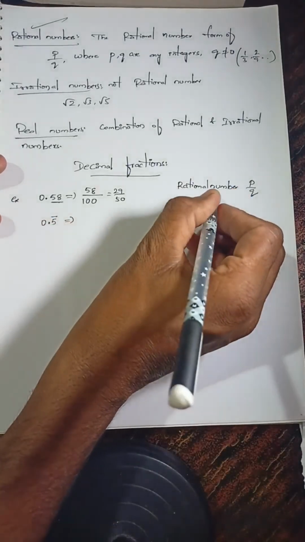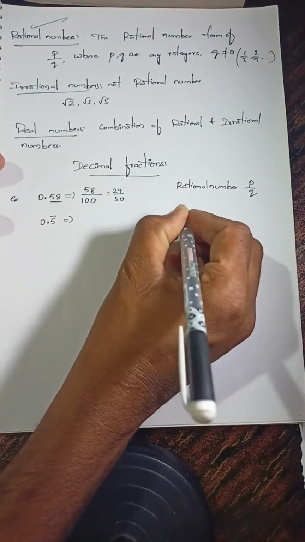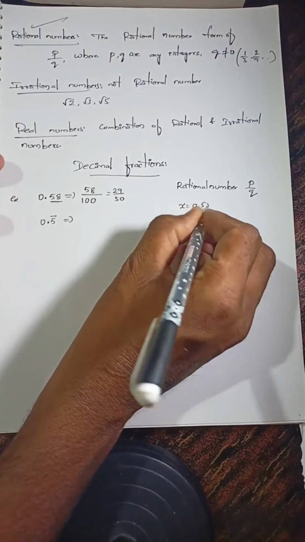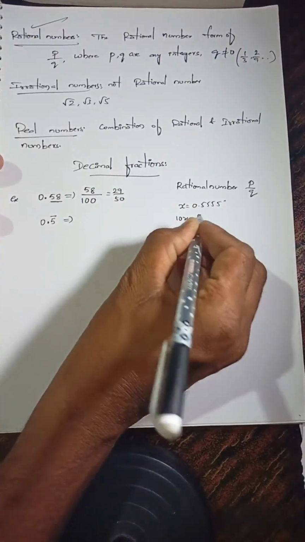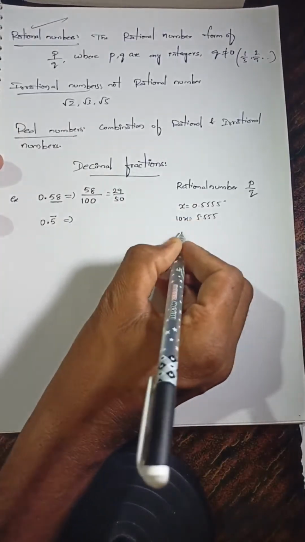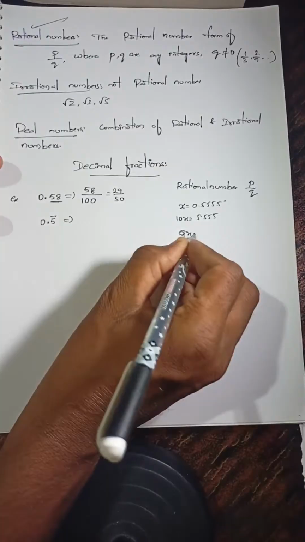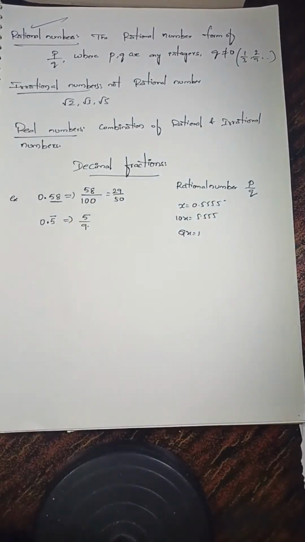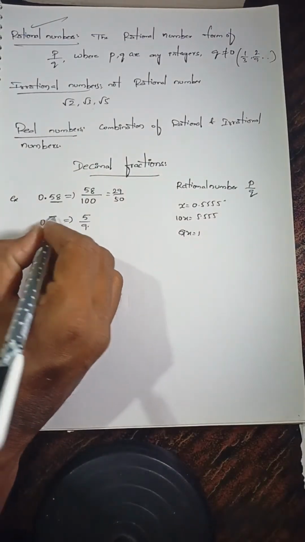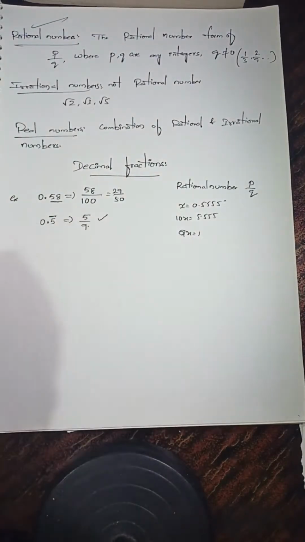So if you want to do it, let x equal 0.5555. Multiplying with 10, this becomes 10x equals 5.5555. So 9x is equal to 5. So this one we are getting in the form of 5 by 9. We are taking this one as 0.5 bar. So after doing it in the form of rational numbers, then we are going to get the answer like this.